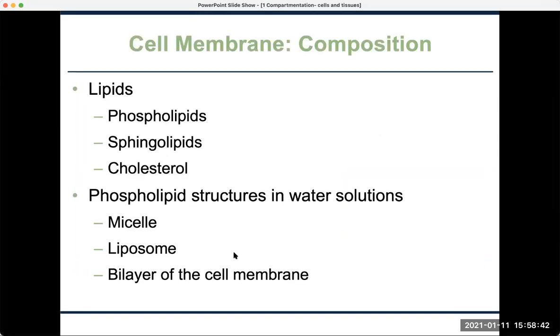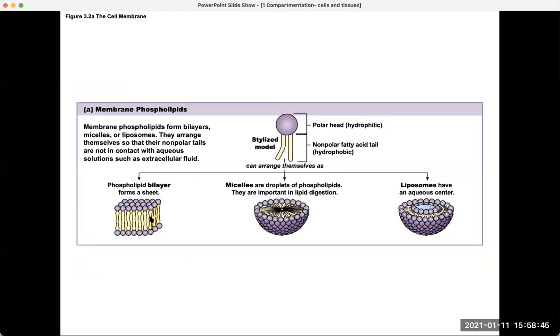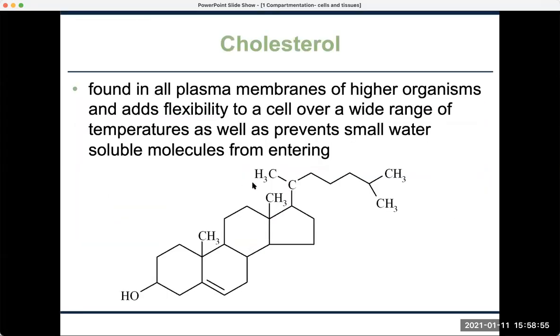Same thing of what I just said. This has to do with the formation of the phospholipids. This is a bilayer, this is a micelle, and this is the liposome. We'll talk a little bit more about micelles when we get to the digestive system. Cholesterol is really important.